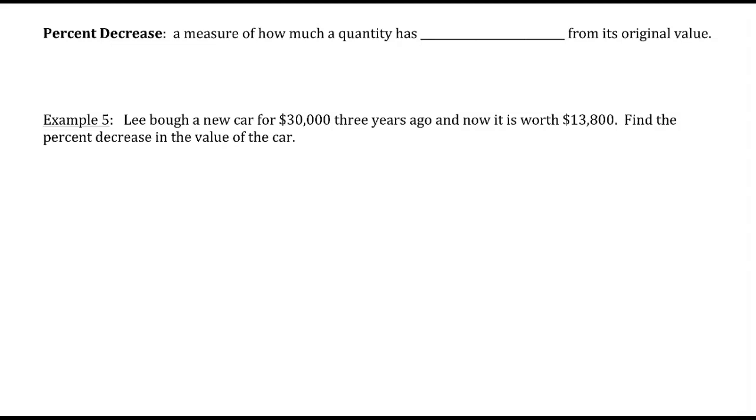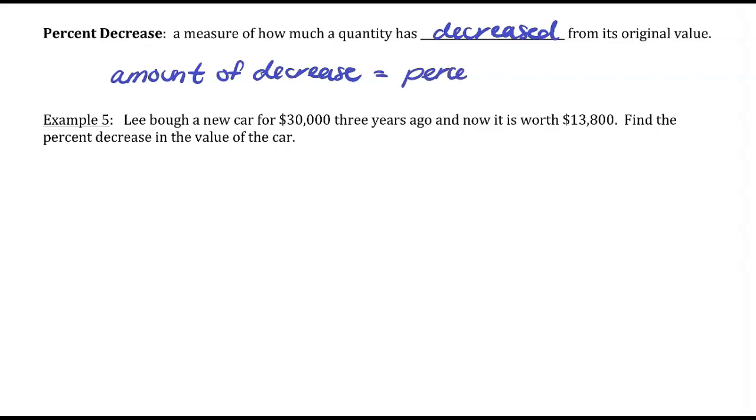Percent decrease is very similar to percent increase. We just change the wording. Percent decrease is a measure of how much a quantity has decreased from its original value. The equation is also the same, except we write amount of decrease is equal to our percent times the original value. Let's look at example 5. Lee bought a car brand new for $30,000 3 years ago, and now it's only worth $13,800. Find the percent decrease in the value of the car.